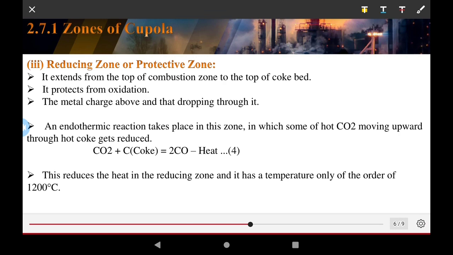Second, the reducing zone, or protective zone. It extends from the top of the combustion zone to the top of the coke bed in the cupola furnace. It protects from oxidation the metal charge above and dropping through it.